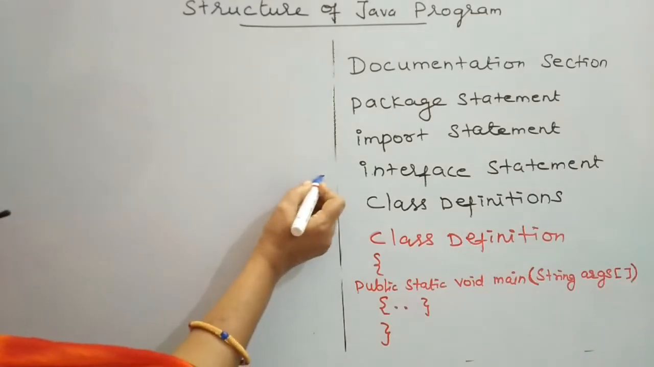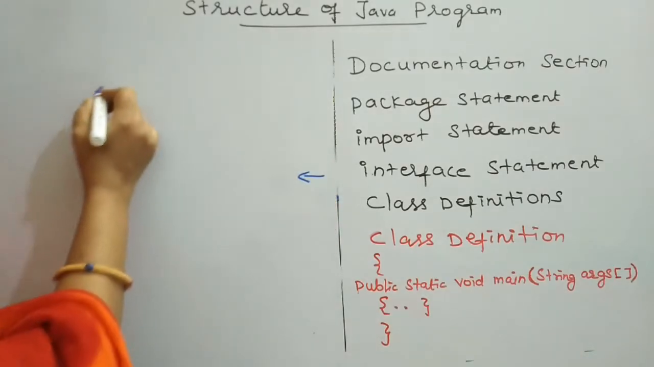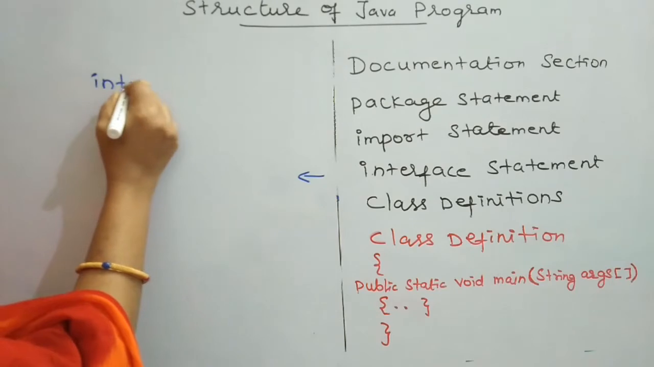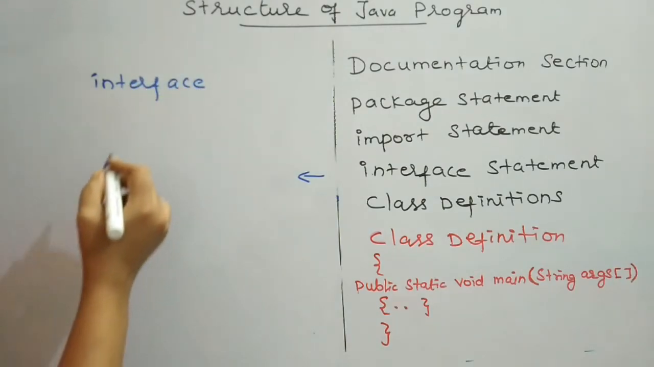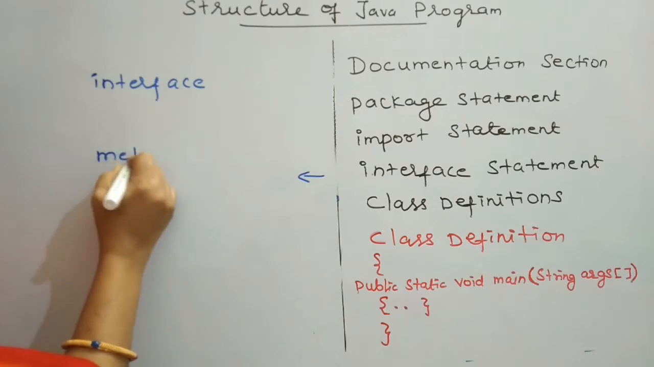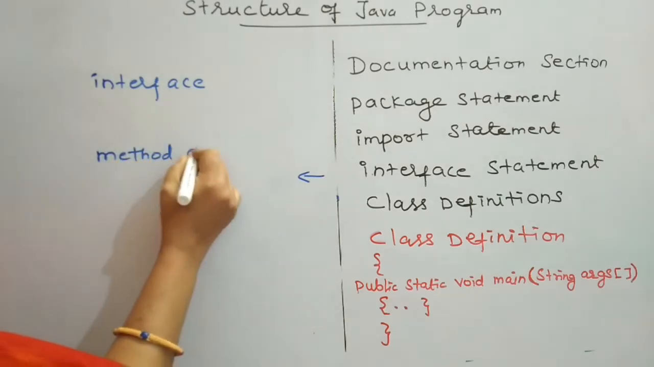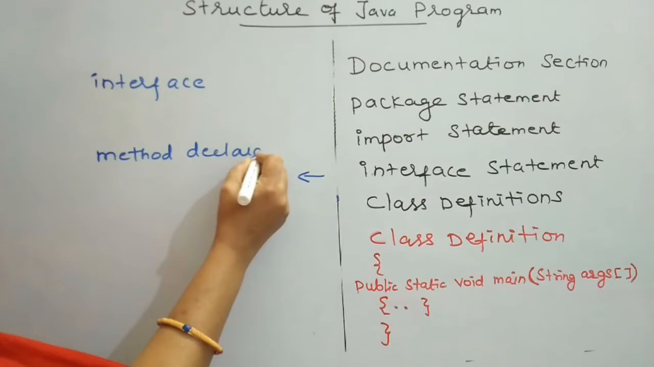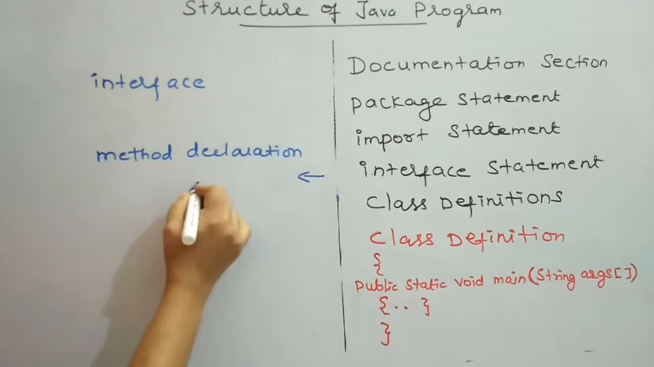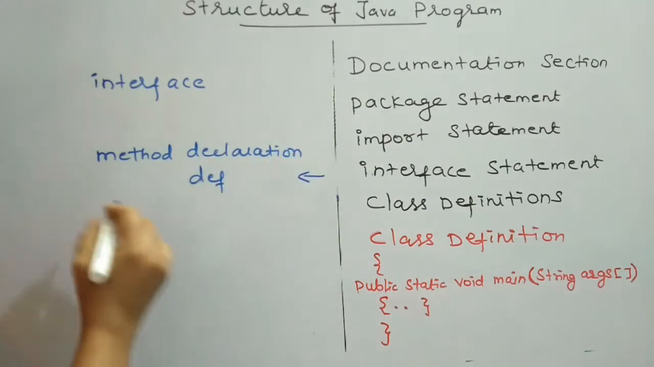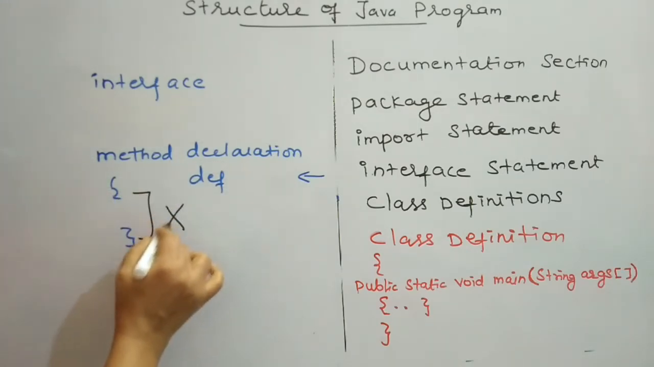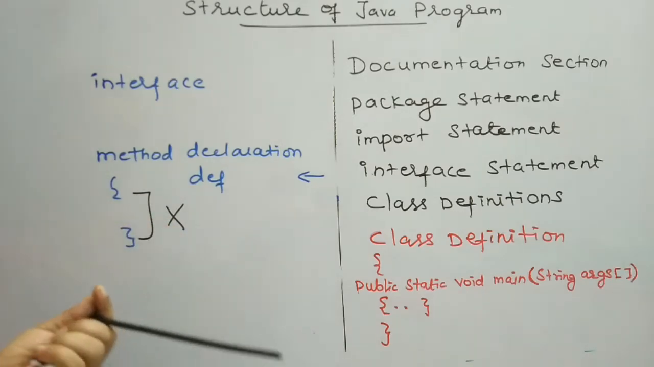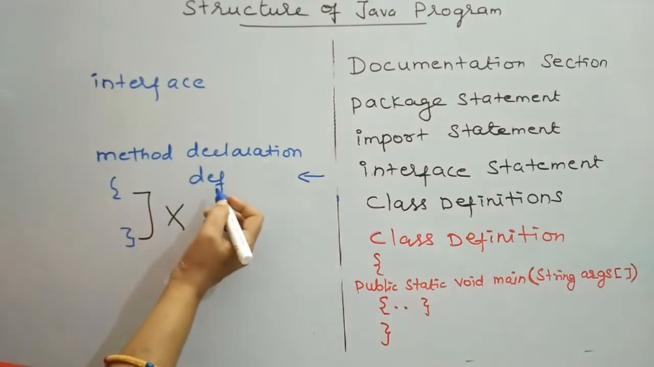Next one is your interface statement. Interfaces are like class definitions. They may be able to combine together all method declarations or your method definitions. So the implementation of the method will not be there in this interface. Implementation will not be there. Only it combines method definitions.